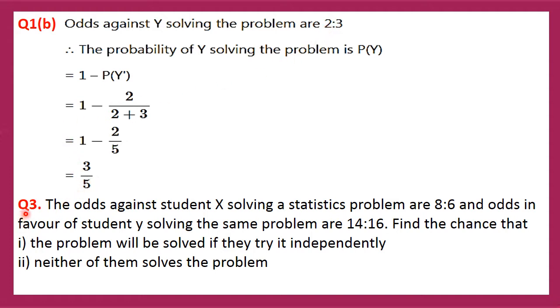Now question number 3. The odds against student X solving a statistics problem are 8:6 and odds in favor of student Y solving the same problem are 14:16. Find the chance that the problem will be solved if they try it independently and neither of them solves the problem. Let us see it.